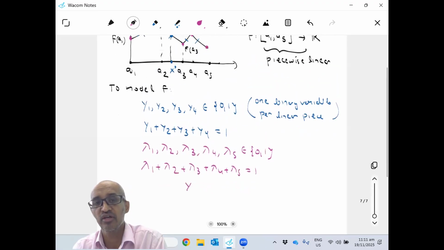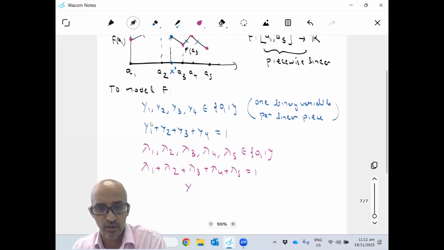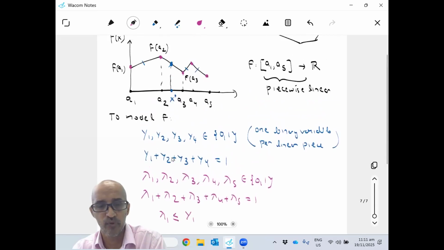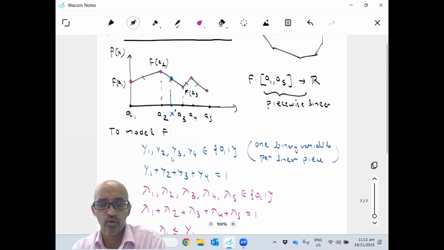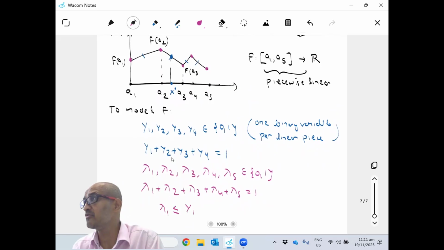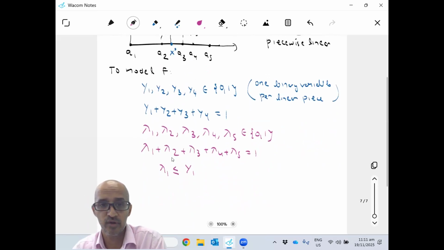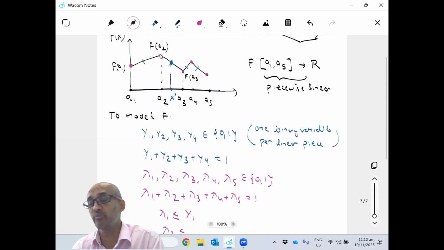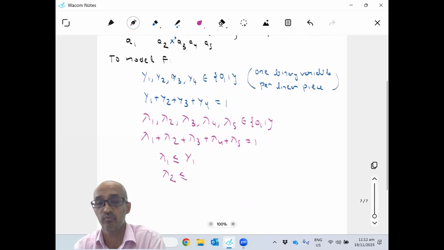or the other way to say this is, I'll show you the constraint. If lambda 1, for example, is positive, y1 better be positive. If lambda 2 is positive, suppose I choose lambda 2 to be positive, so I'm taking a convex combination which involves a2, either the first piece or the second piece has to be active.